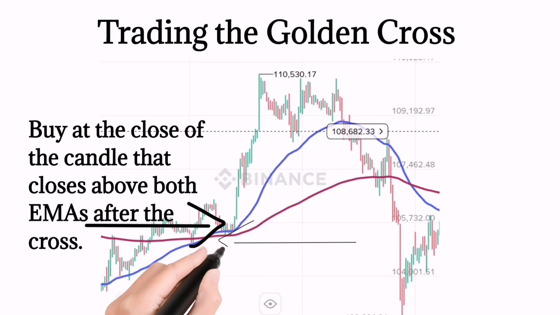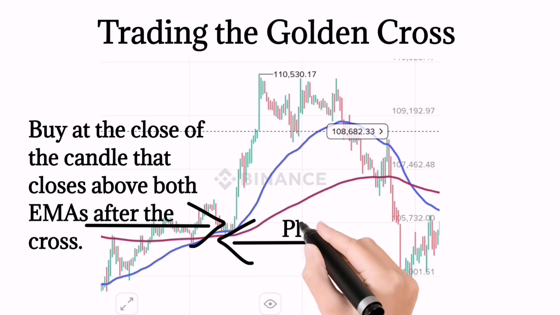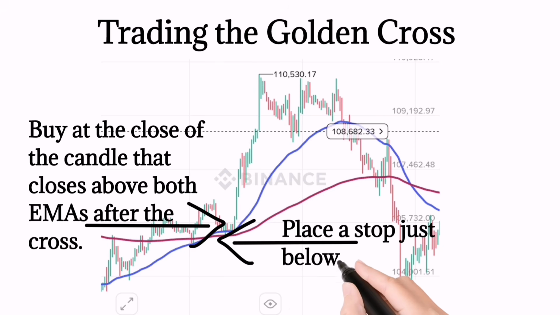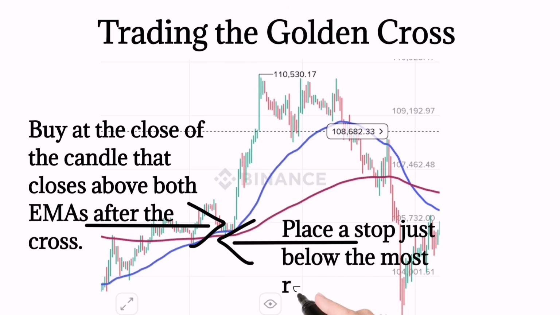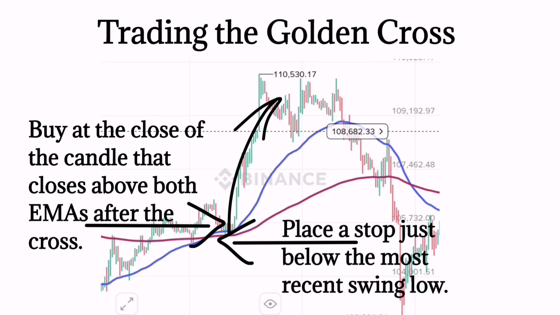Profit target 1. Aim for the last major resistance level. The market often pauses there, taking partial profit locks in gains. Profit target 2. Use a trailing stop. Move your stop to break even after price gains 1R, then follow the 50 EMA up, exiting only when price closes below it.